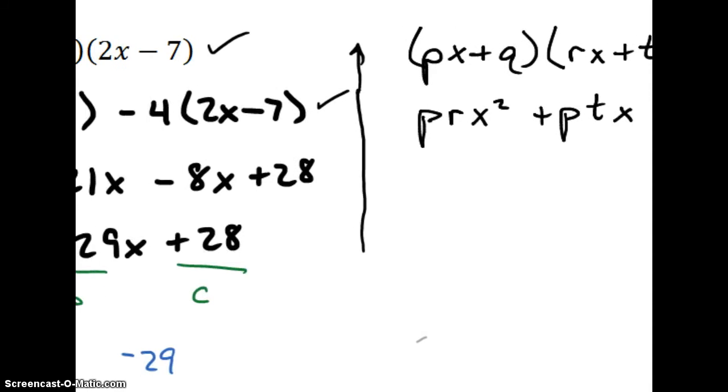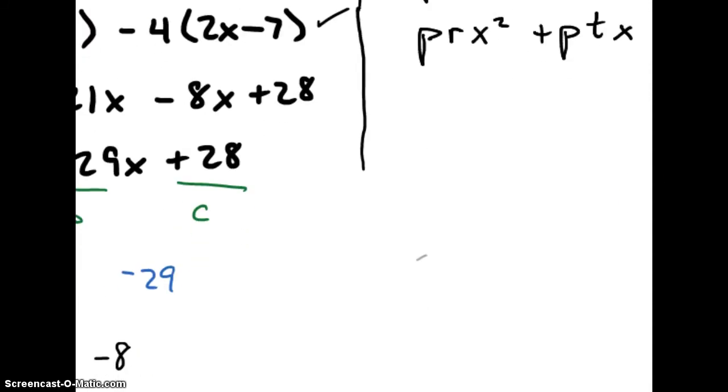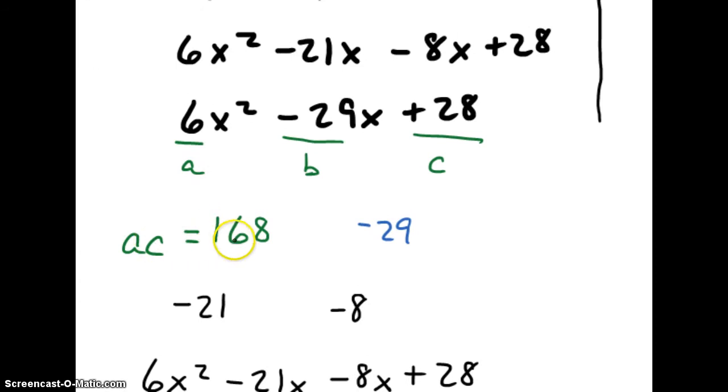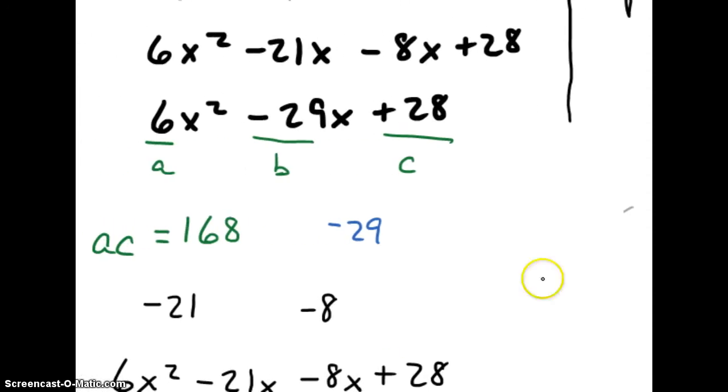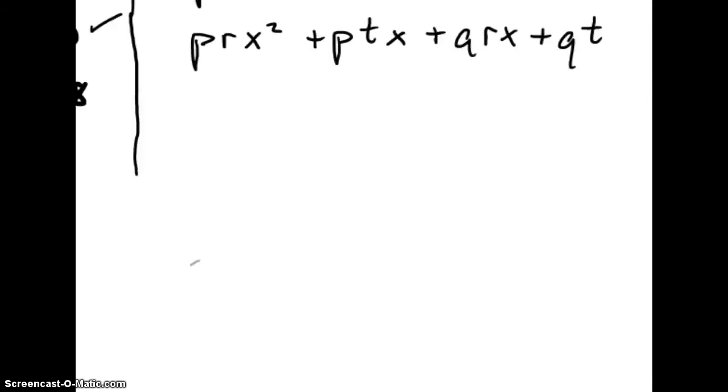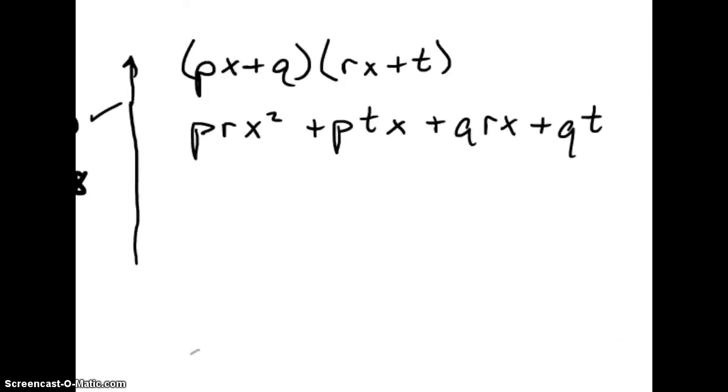Now, the first thing that I want to point out is the reason why we multiply a and c together. AC is equal to 168. That's the first thing that we did. What I want you to notice is that if you take 6 and 28, that gives you 168. And if you take 21 and 8, that will also give you 168. And it turns out that way every single time. Here's the reason for it.